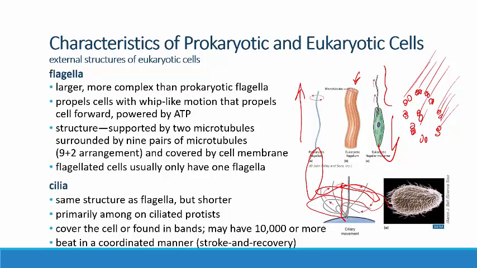So they use cilia to propel the cells through the fluid. Generally, they either cover the cell completely, or they're found in bands of cilia around the cell. And they can have as many as 10,000 or even more cilia on a single cell. So lots and lots of cilia.